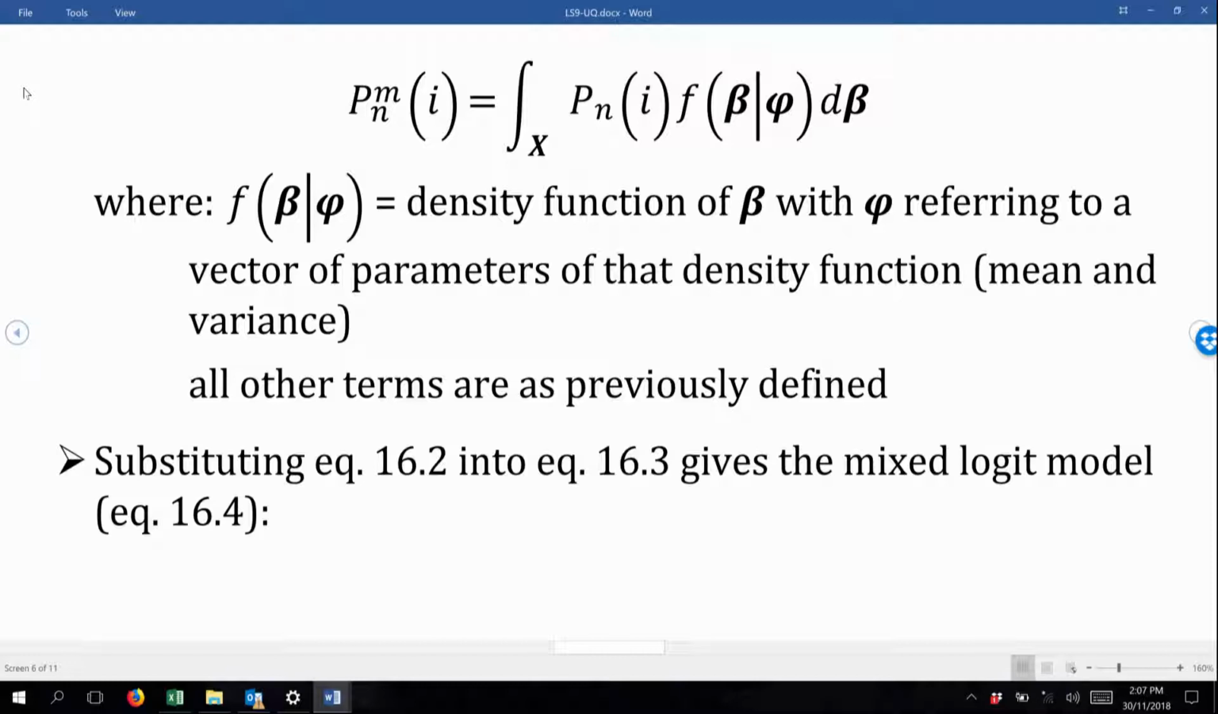So essentially, we're just going to define a new distribution that is some function of beta given phi. I'll call it phi. So some function of beta with phi, referring to a vector of parameters of that density function. So that could be a normal. So it would have two parameters. And if you remember, we're talking about random parameters. It could be a mean and a variance. It could be a gumbel. Somebody asked a question once, why do we use a gumbel? It was for analytical convenience. And so depending on the distribution, the number of parameters will be the parameters needed to describe that distribution.